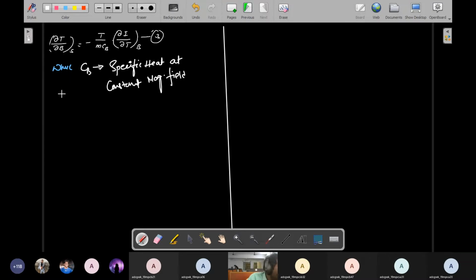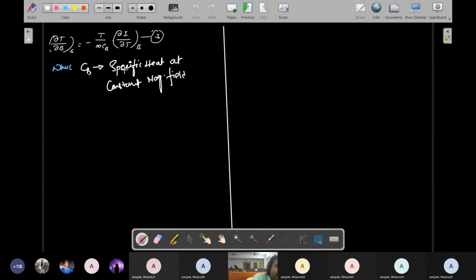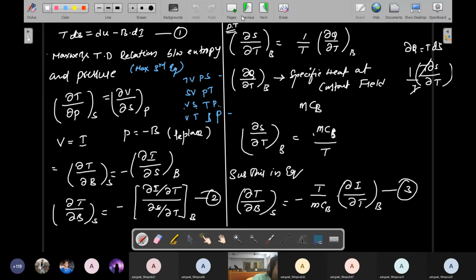Equation 3. Now see, in the previous equation I get this equation. I once again write this equation. In that equation C_B is nothing but the specific heat at constant magnetic field, and m is the mass of the substance. Whatever gas we consider, the mass of the substance is represented by small m. So finally we solve these equations, we will get the third equation.